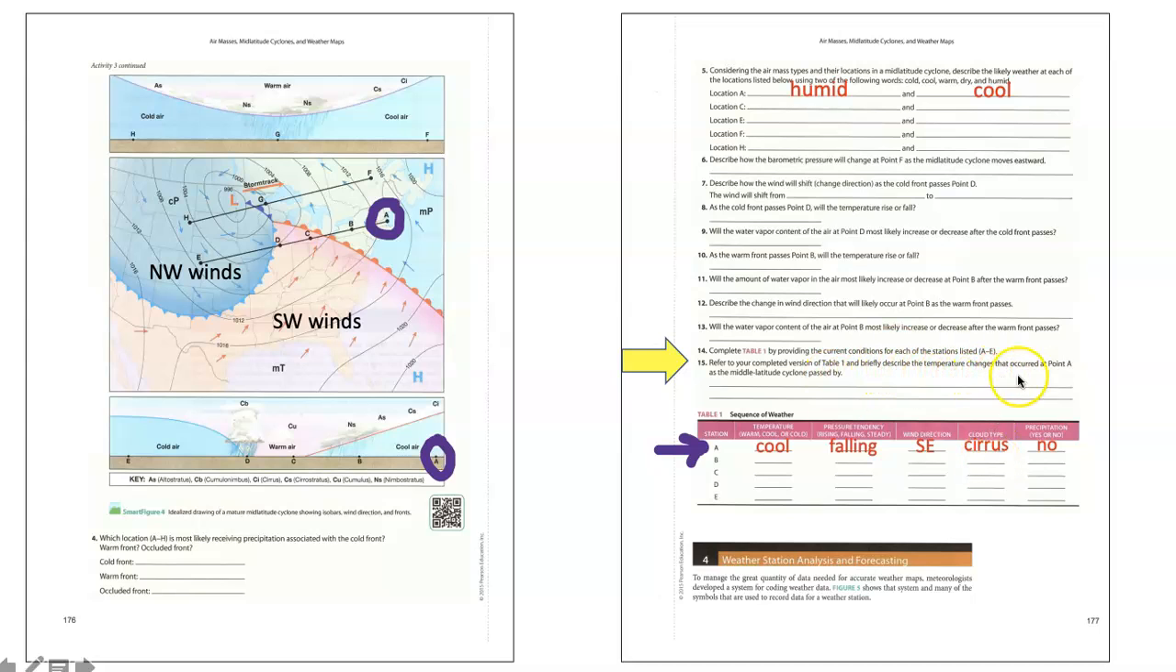Then when you get to question 15, it says refer to this completed table and briefly describe the temperature changes that occur at point A as the mid-latitude cyclone passes. And what that really means is A is going to be in the position of B and then C, D, and E as this entire system moves from west to east. So the temperature change that's going to occur at A is going to really be this sequence that you find in this column. Whatever happens at B and C and D and E are the sequence of temperature changes that A is going to experience.